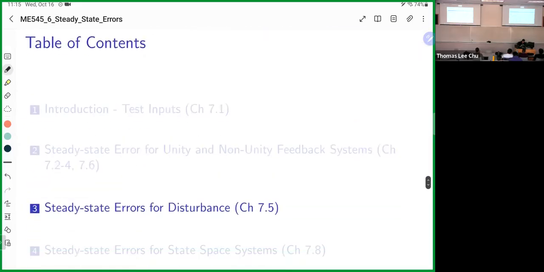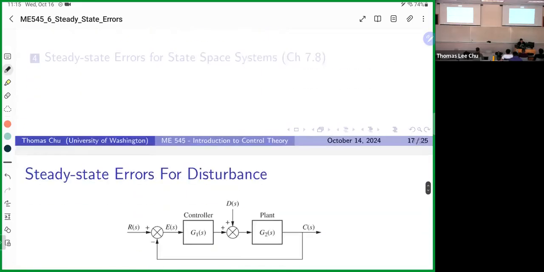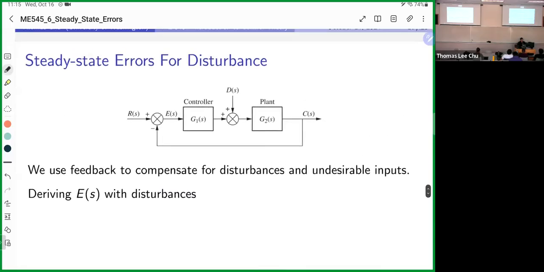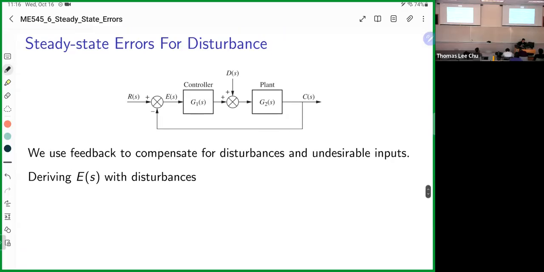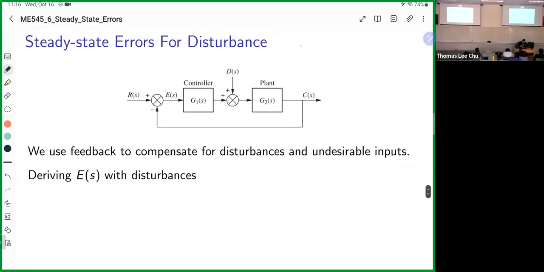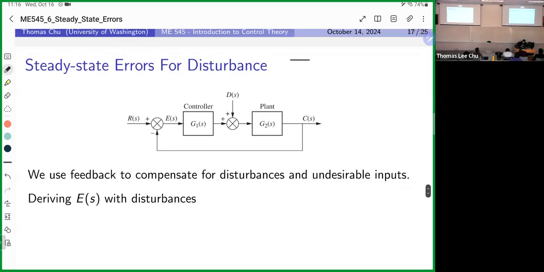Okay. So next we're going to talk about steady state error for disturbances. So now if you have a disturbance entering your system, this is an example of a disturbance source. This is specifically from the textbook, but it can pop up elsewhere. Perhaps we can have the disturbance pop up here instead. So maybe we have our controller and plant.